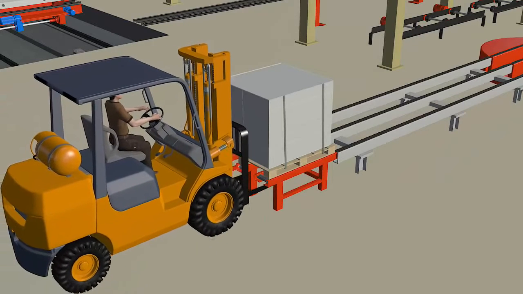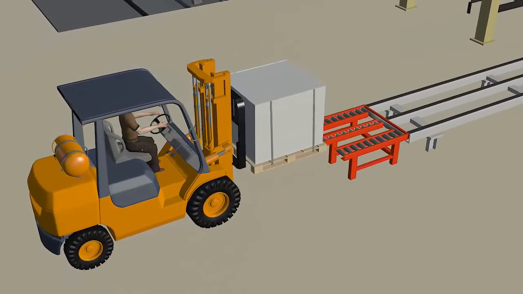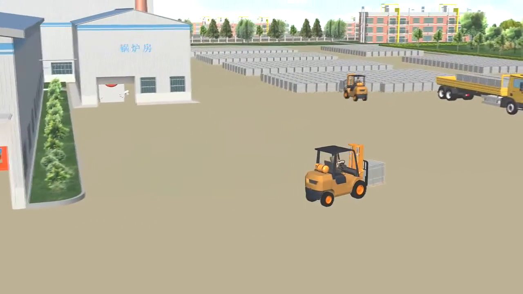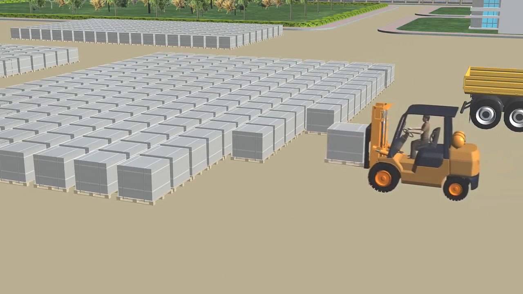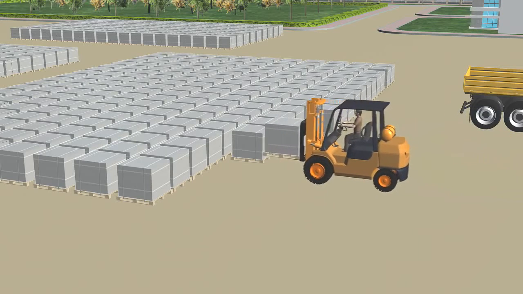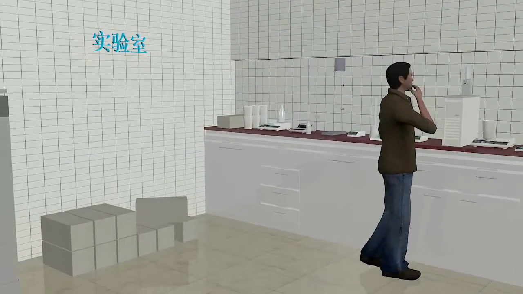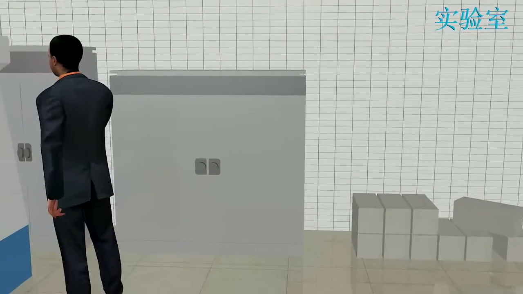Packing. The forklift moves the blocks to the storage area of the finished product, according to the specifications. All the raw materials and finished products are inspected and tested in the laboratory.